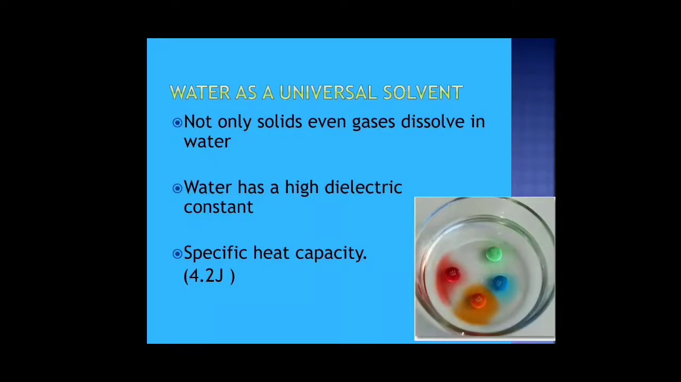Water has a high dielectric constant, and the specific heat capacity of water is 4.2 joules. What does this mean when it has a high specific heat? It has a high specific heat, and that is why it is used as a coolant. Water can be used as a coolant. Why? Because its specific heat is very high. It can absorb heat energy for a long time, and hence it is used in coolants of motor car radiators, coolers, air conditioners, etc.